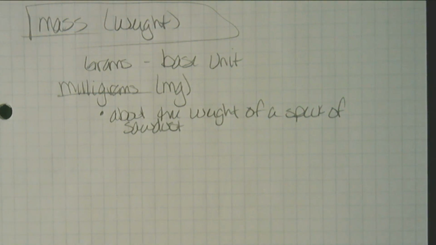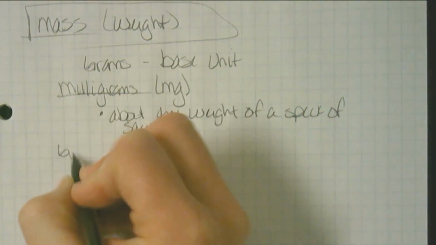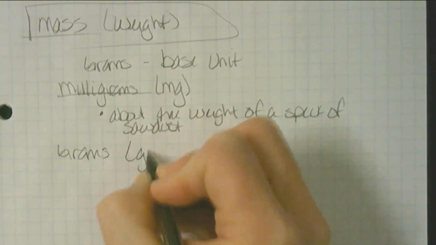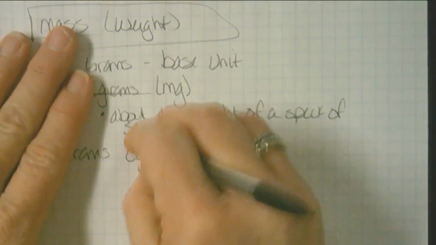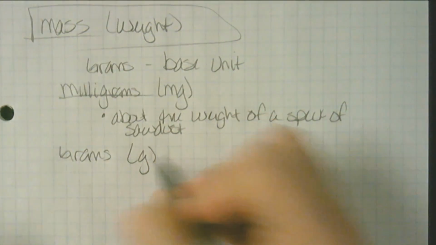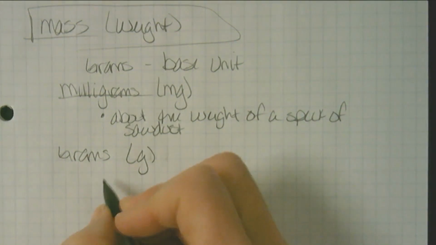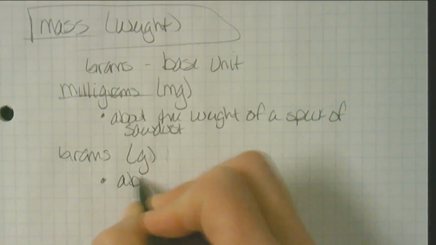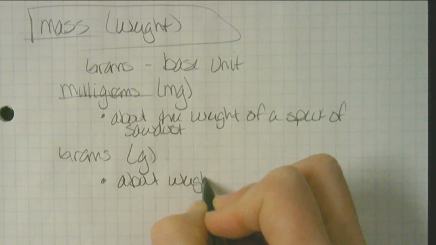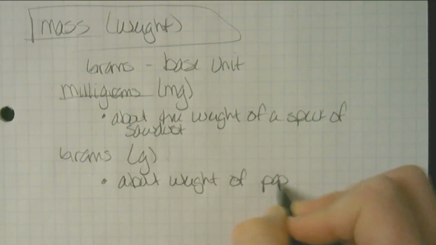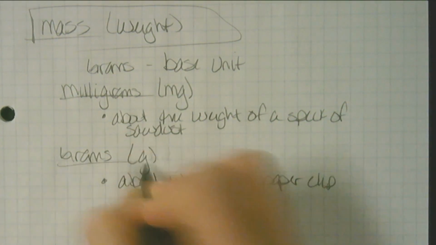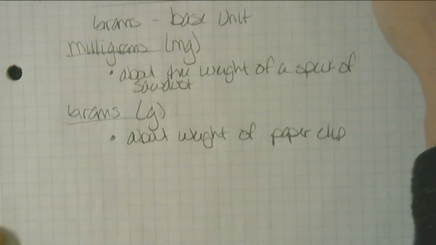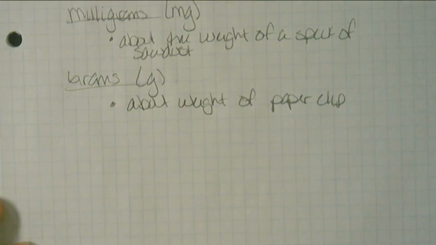All right, we also talk about grams. That's just GM for gram, or just G. I always do GM. That's just G. All right, this is about the weight of a paper clip. So that's what would be measured in grams. So 1 gram is about the weight of a paper clip.